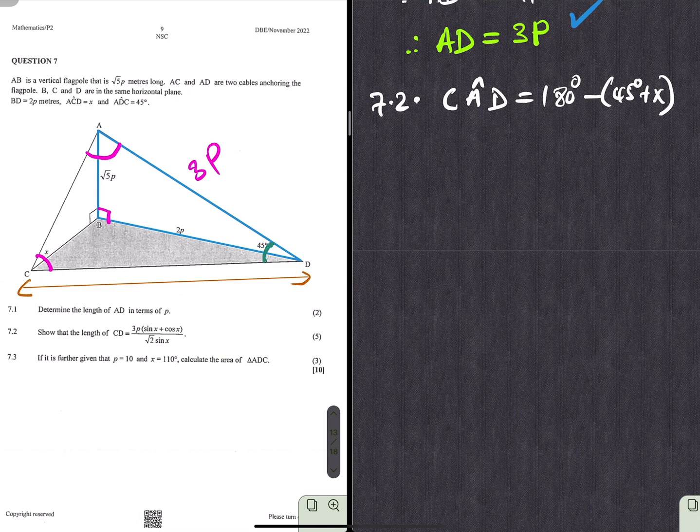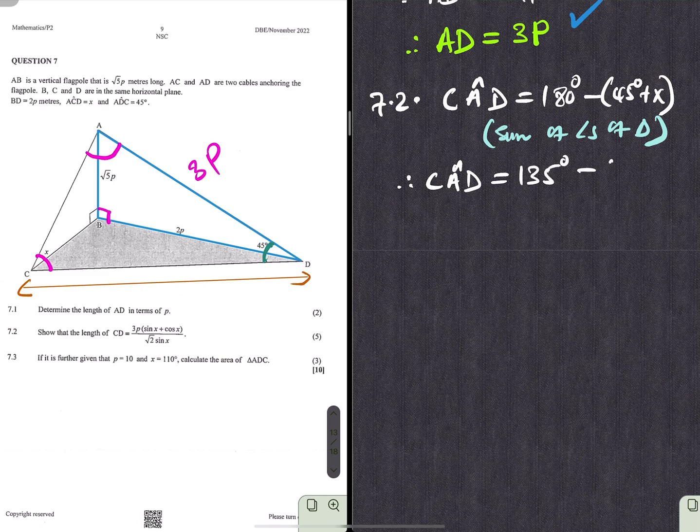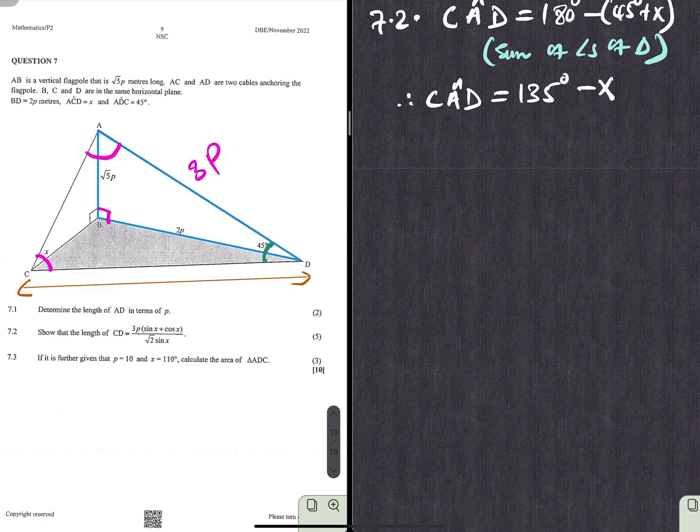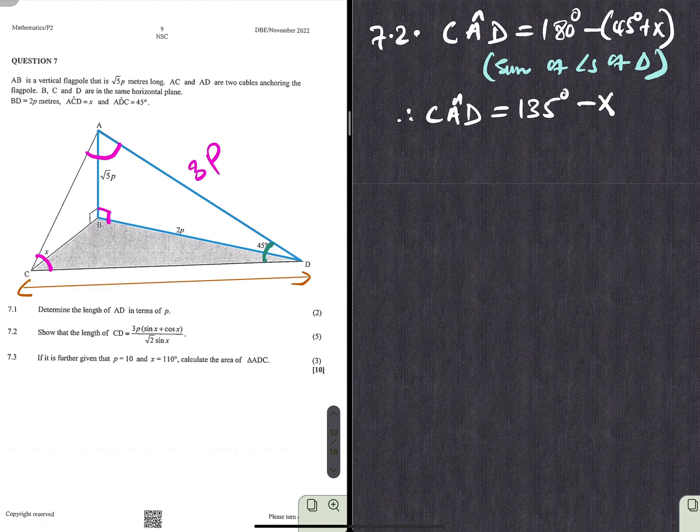My reasoning around this will be sum of angles of a triangle. This will tell me that angle CAD is primarily 180 minus 45, that is 135 degrees minus X, if I remove the brackets correctly. So now I have that angle, and I'm looking for that side CD.